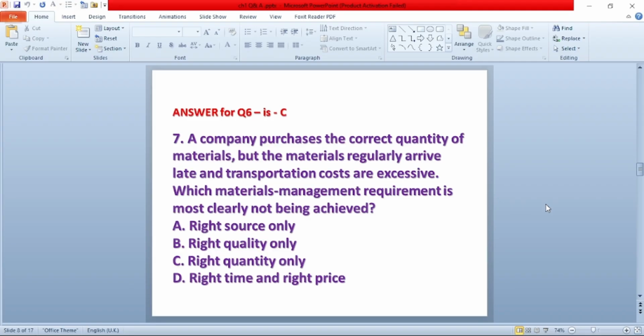Question number 7. A company purchases the correct quantity of materials but the materials regularly arrive late and transportation costs are excessive. Which materials management requirement is most clearly not being achieved? A. Right source only. B. Right quality only. C. Right quantity only. D. Right time and right price. The answer for this question is D. Right time and right price.